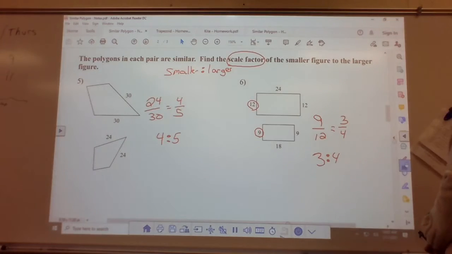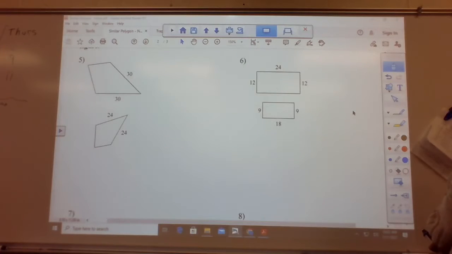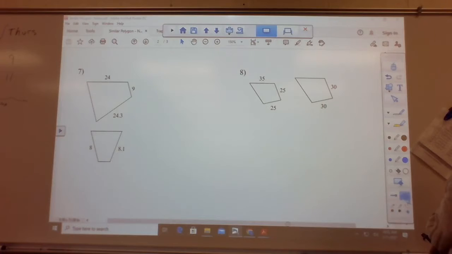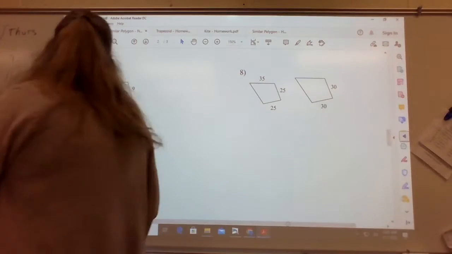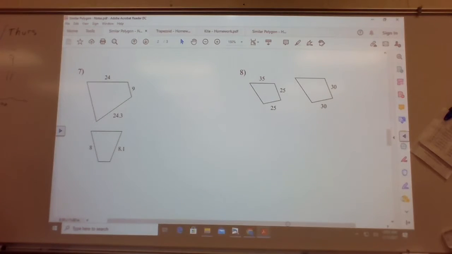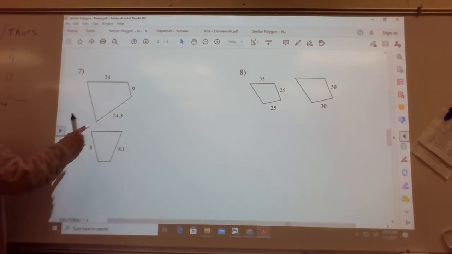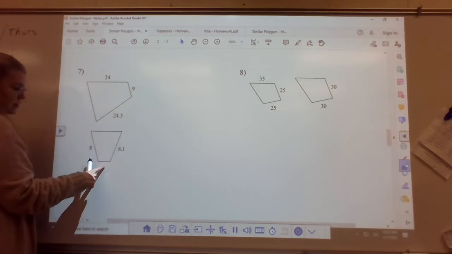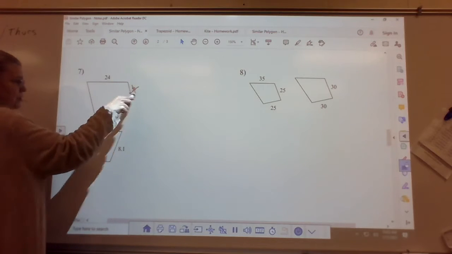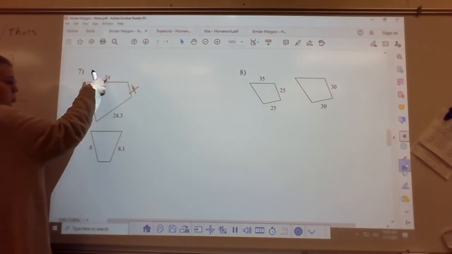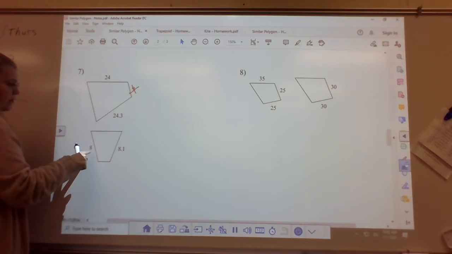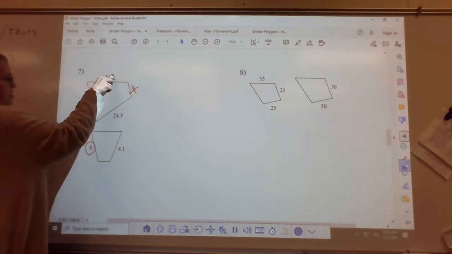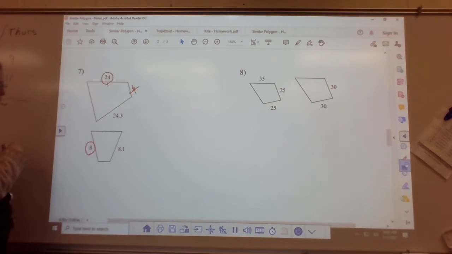Next two. 7, 8. Now be really careful to get this one lined up, right? I've got a 9 here, but that's the smallest side. This is the smallest side, so I can't use the 9. I've got a 24 and a 24.3. I've got an 8 and an 8.1. I'm going to use this one and this one just because it's easier to reduce the fraction.